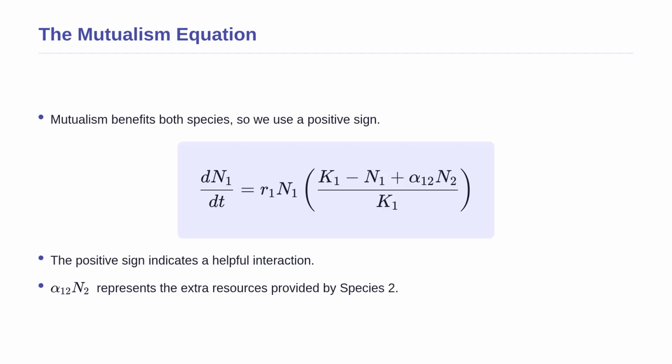Having proven how competition harms growth, let us look at a positive interaction: mutualism. Notice the plus sign before the alpha term in this version of the equation. This mathematical shift changes the entire dynamic from harmful to helpful. Because species 2 provides extra resources or benefits, we model this as an addition to the available carrying capacity. Physically, as the mutualist population increases, it effectively creates more opportunity and space, causing the growth rate of species 1 to rise. This shows how cooperation can literally expand the boundaries of what an environment can support.